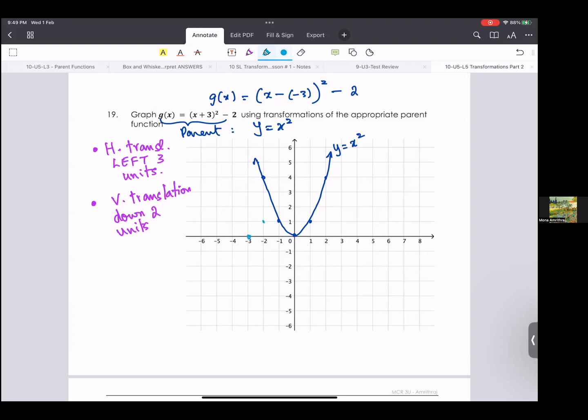So this is the graph that just moved left 3 units. So this is y equals x plus 3, the whole squared. That is halfway into the transformation. The final graph is going to look like this. I'm going to move everything down by 2 units. So bring that down 2, down 2, down 2, and you're good to go.